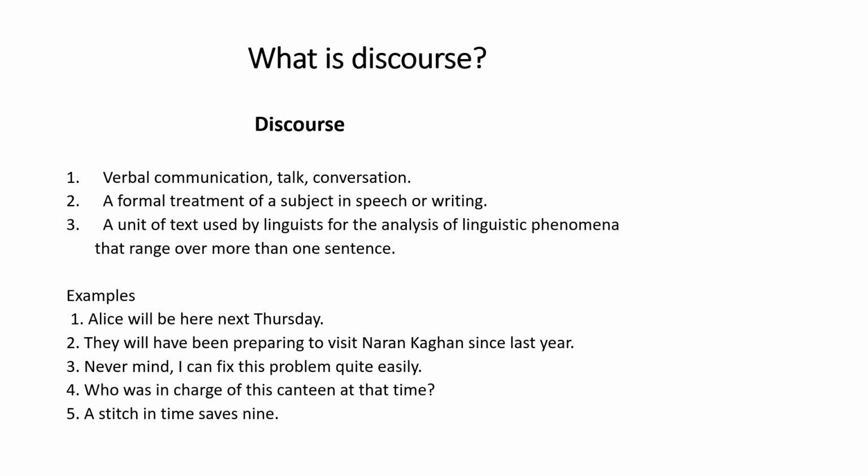They will have been preparing to visit Narang Kagan since last year. Since last year they have been doing preparation. What about this one? This is not only a single sentence, but there is a future plan. You can understand their planning and preparation about visiting some place, and more associated meaning we can include in this sentence also. Think about this one and turn to the next one. Never mind, I can fix this problem quite easily. What does it mean? Is this only a sentence, or are there more associative meanings that we can conclude from this sentence? Yes, here we can say it shows the ability of a person.